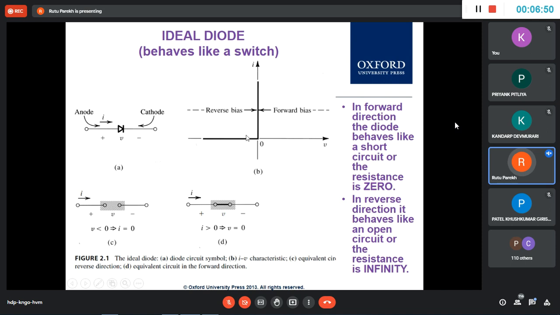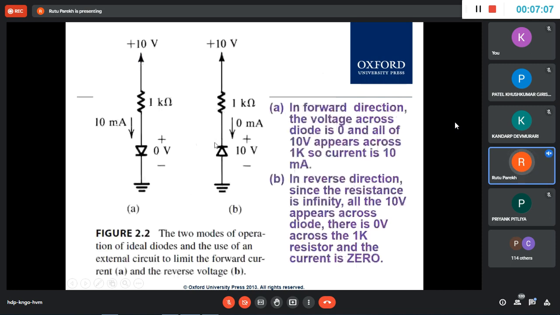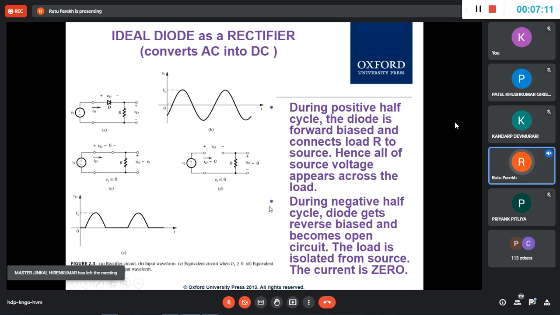What it says is really easy: if you apply more than 0 volt, it is on, it is short, like a wire. Less than that, it is open, meaning no current is flowing through it. So this is short and this is open, for negative voltages. We had seen this example also, and I'm not going to spend more time on that.